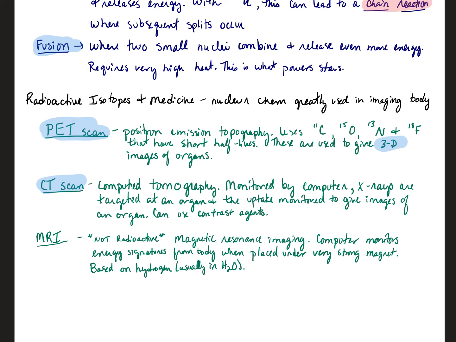It's monitored by the computer, and x-rays are targeted at an organ. You can use contrast agents here to get a better view of things, and often those are radioactive. Now, you've probably heard of an MRI as well. This is not radioactive, although there are certain types of contrast agents that can be used here as well.